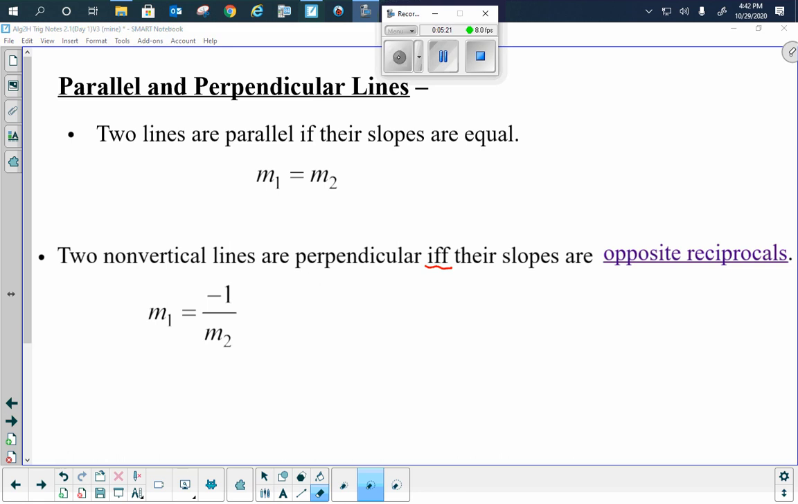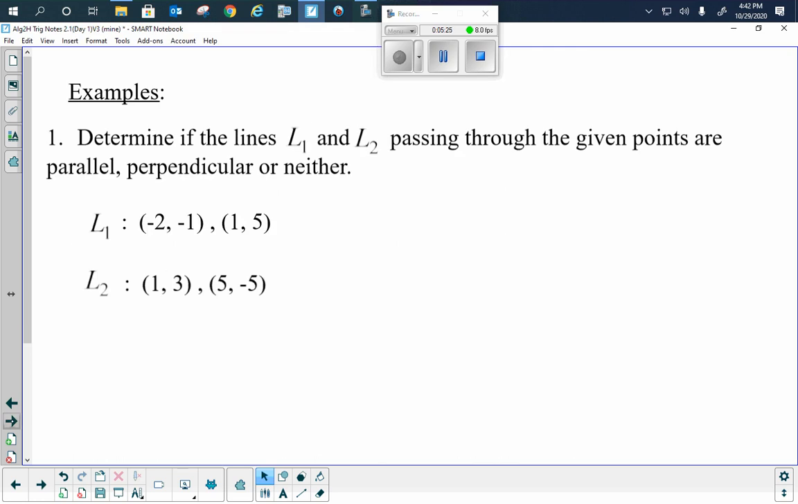Okay, so let's talk about some of the types of problems that could come up with this kind of information. Determine if lines L1 and L2 passing through the given points are parallel, perpendicular, or neither. We can't just look at them, guys. We've got to show some sort of work.